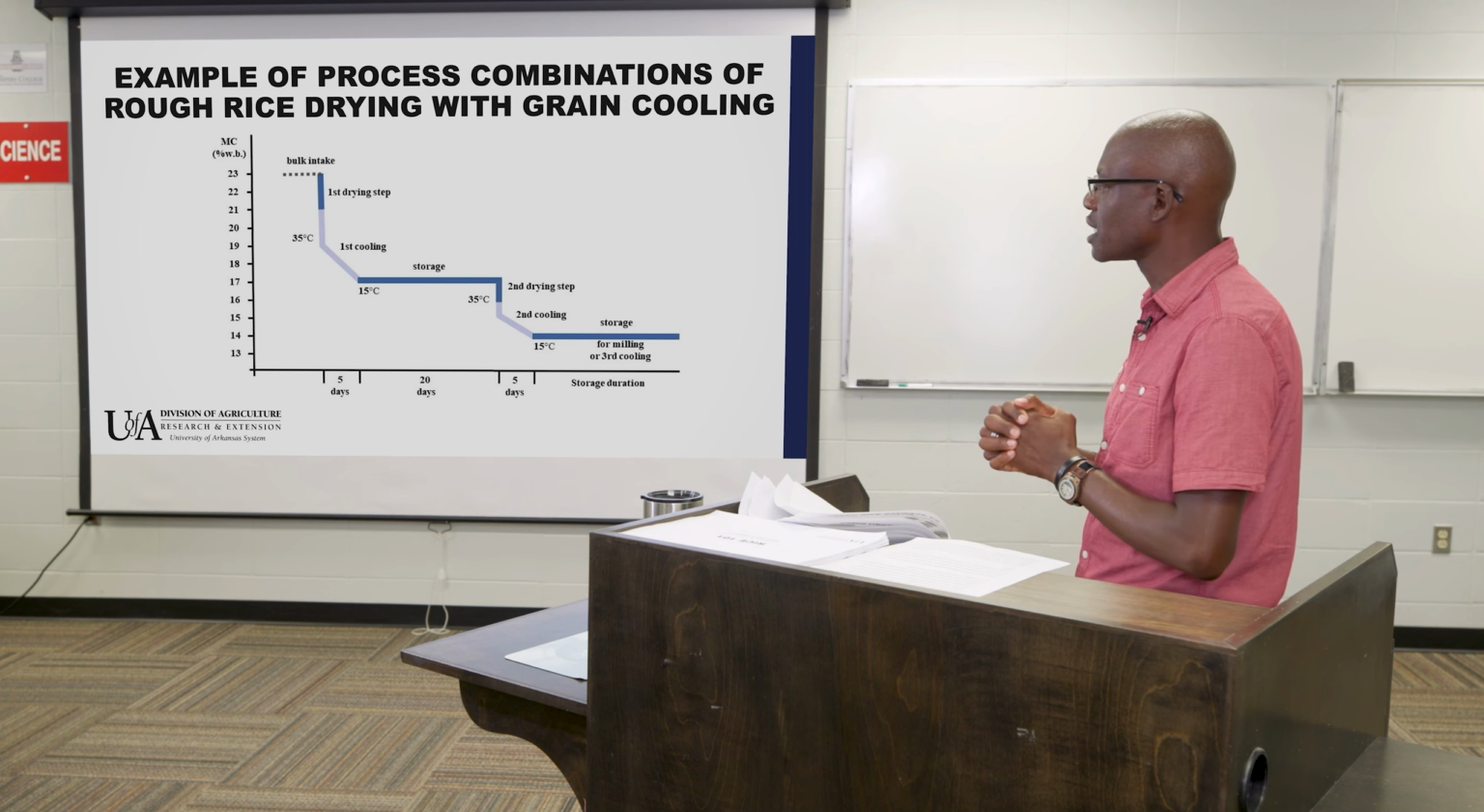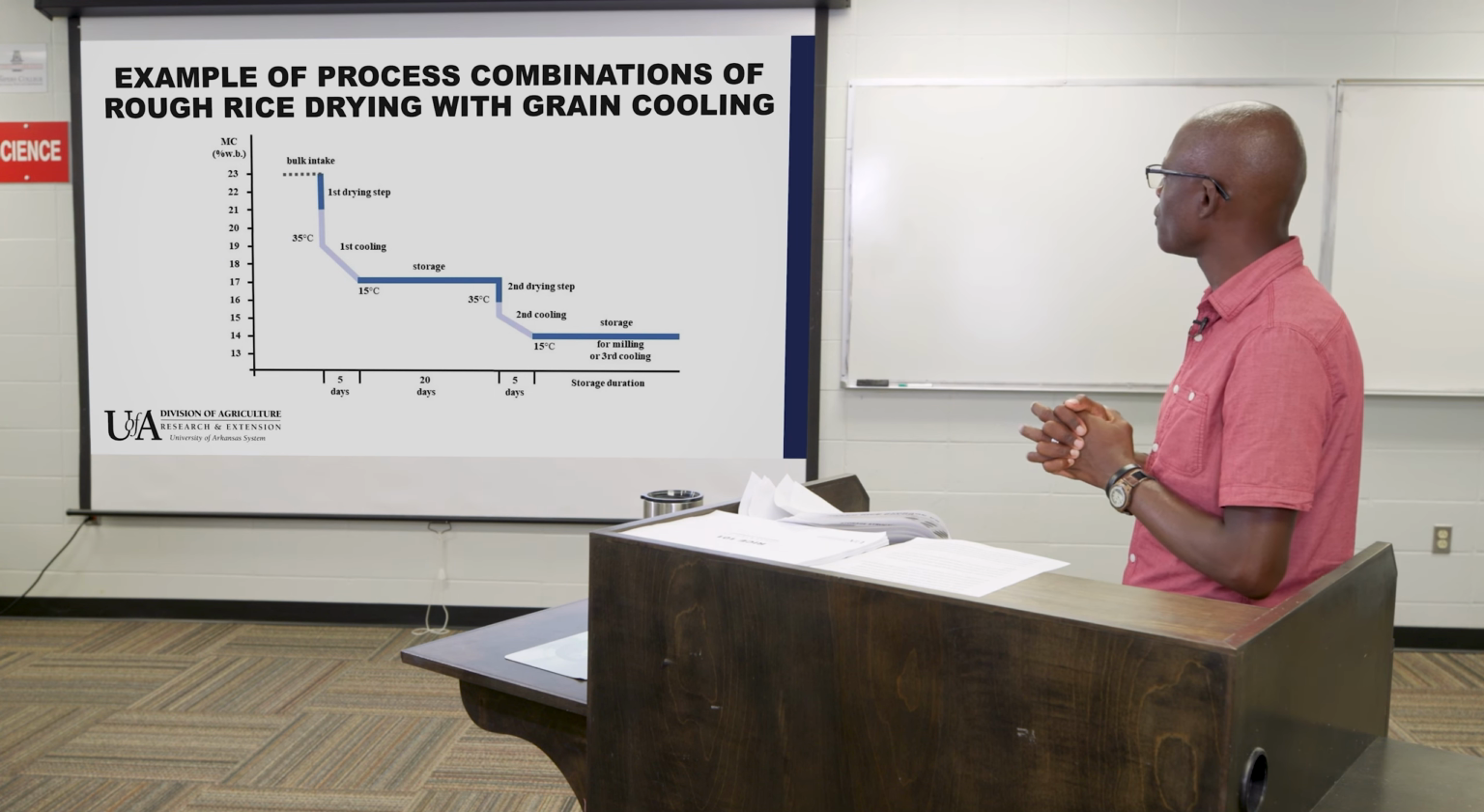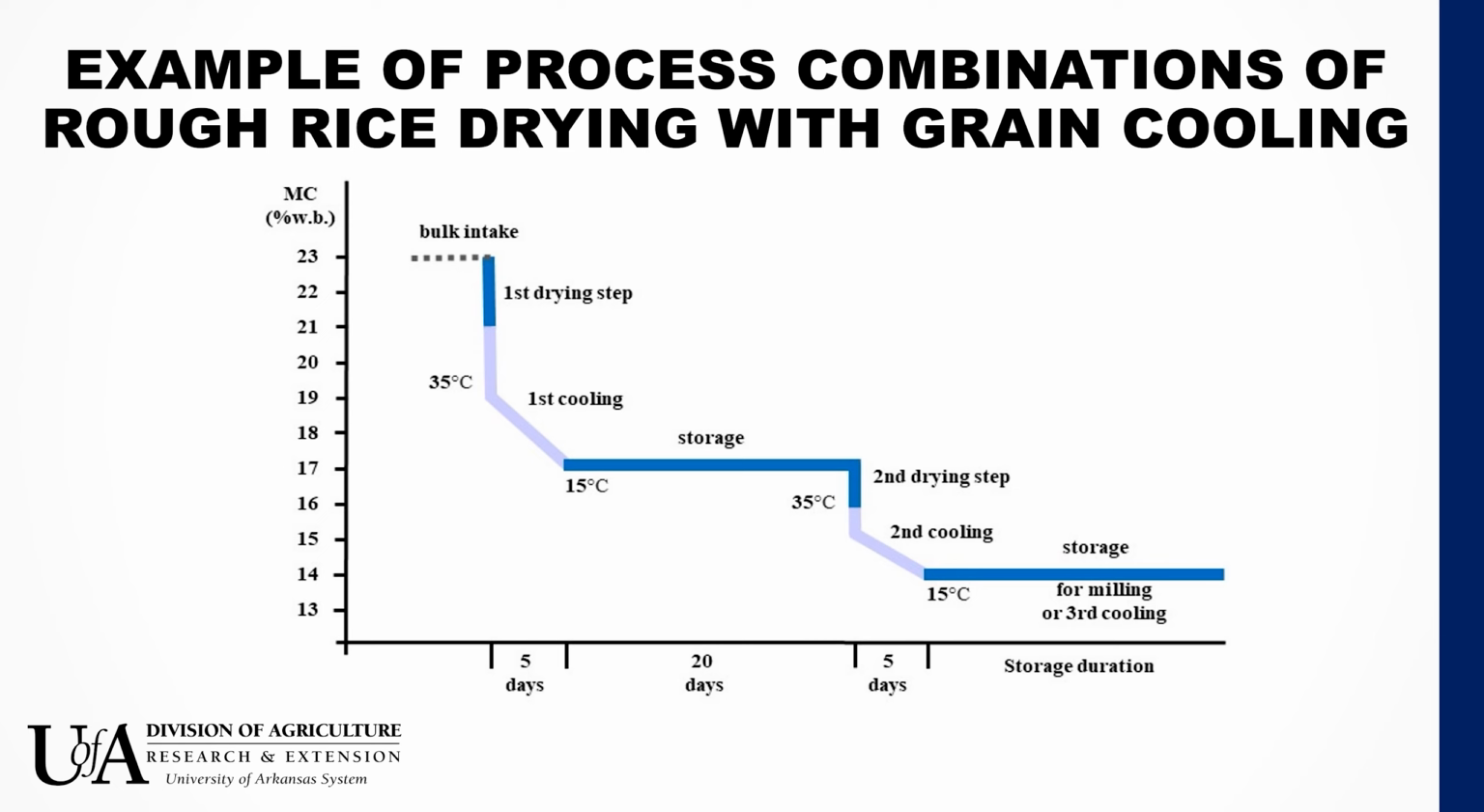So how does a commercial cooling system really work? First of all, let's look at the grain coming in at a higher moisture content, 23%. That's our bulk intake moisture content. We recommend, first of all, that grain needs to go through a first drying step to remove some moisture. When it's coming in from the field, typically in our area here, the temperature is about 35 degrees Celsius. And so that cooling is going to bring that temperature from 35 degrees Celsius to about 15 degrees Celsius.